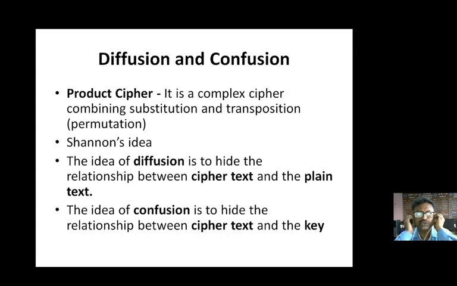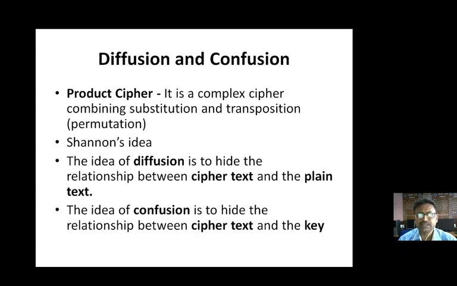Now, coming to the actual topic on which I want to discuss, it is the diffusion and the confusion. Shannon has given this idea of introducing the product cipher, and it will be using the diffusion and the confusion process. What is the product cipher? It is a complex cipher combining the substitution technique as well as the transposition technique.